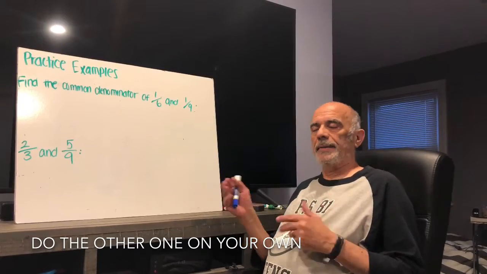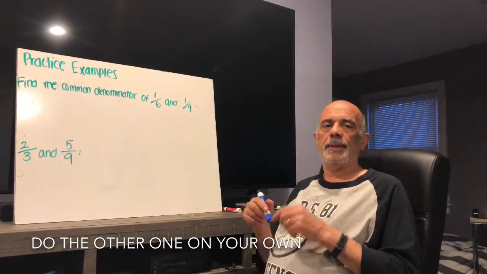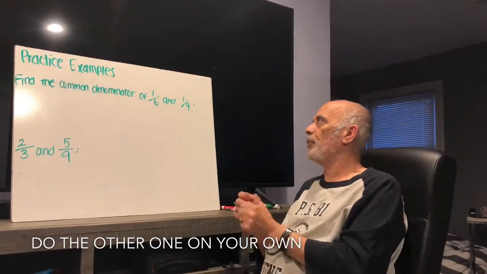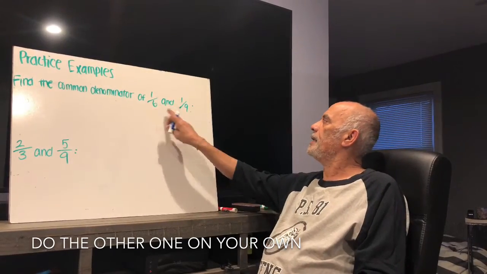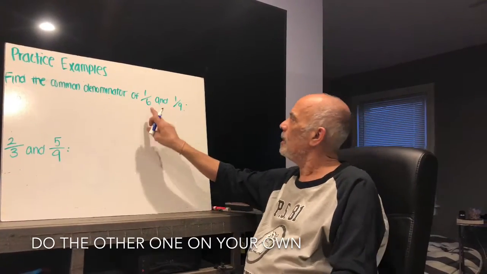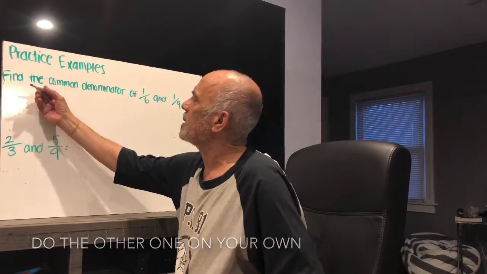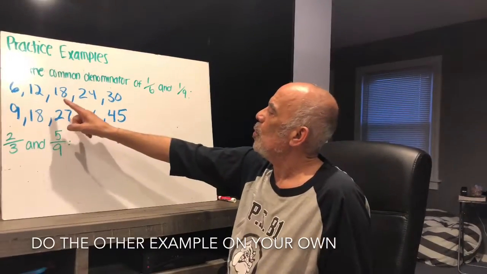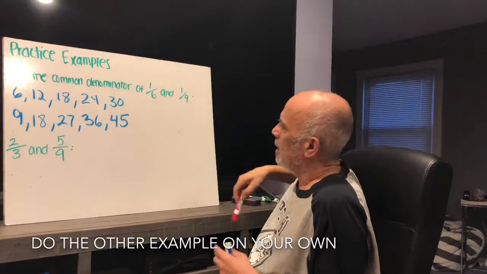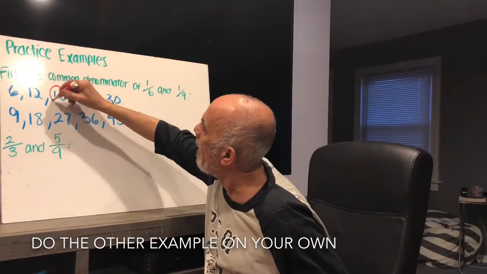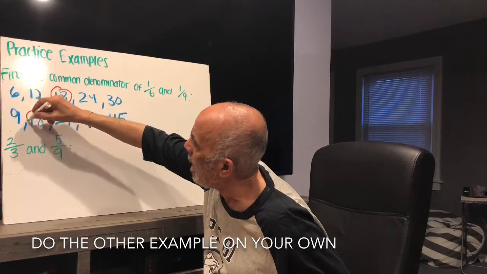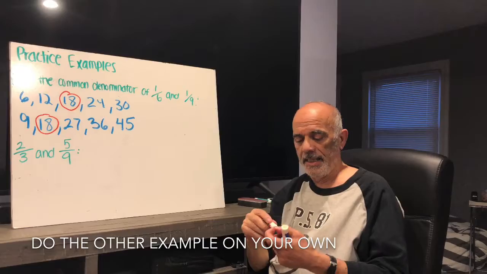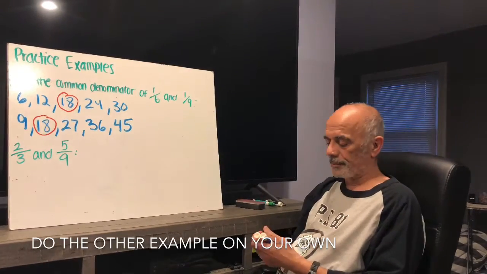Let's do a little practice. We got another 2 examples here. Remember, step 1, let's find the multiples. Find the multiples of 6. Ooh, there it is. Bingo. 18 is the common multiple.